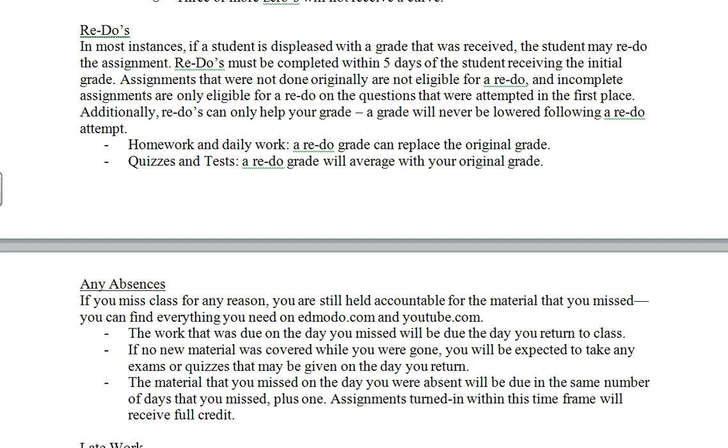Additionally, redos can only help your grade. A grade will never be lowered following a redo attempt. I don't know how other classes work. That's how it works in my classroom, and here's how it's going to play out.